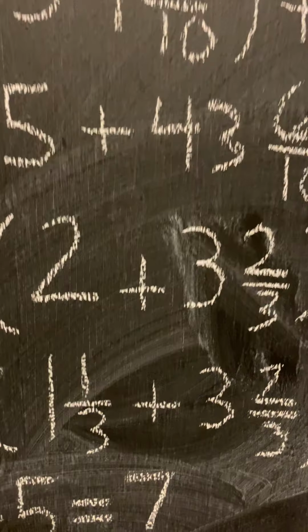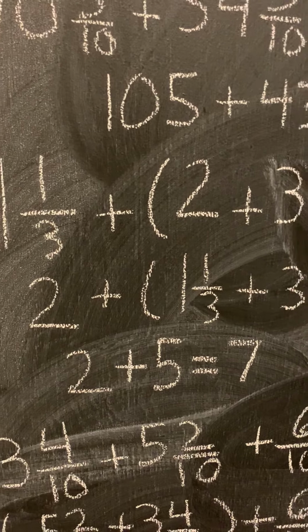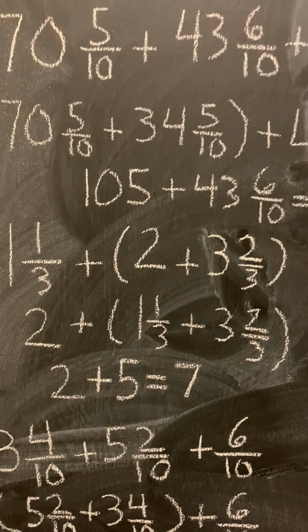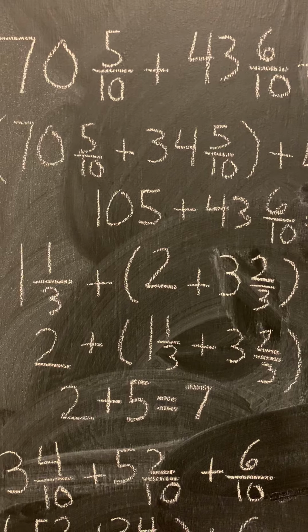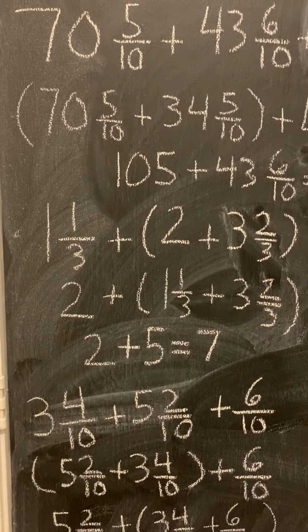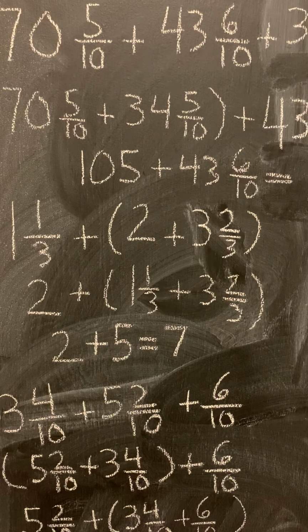So total right there, 5. 5 plus 2 equals 7. Pretty easy, right? Don't make it complicated. Associative property is just like take the compatible numbers and add those ones together first. So look right here. 3 and 4/10 plus 5 and 2/10 plus 6/10.